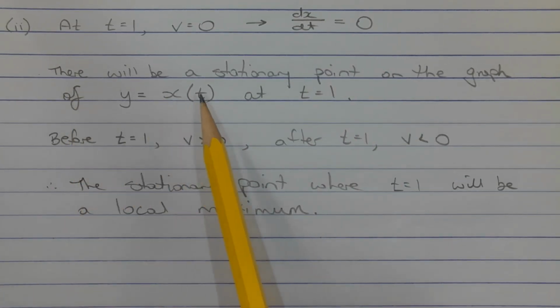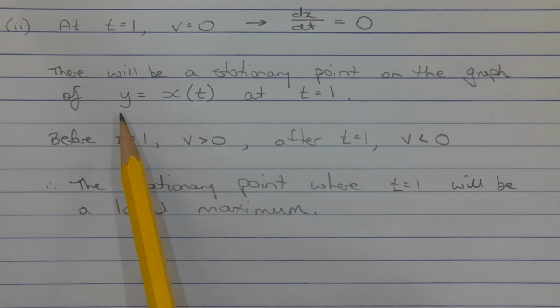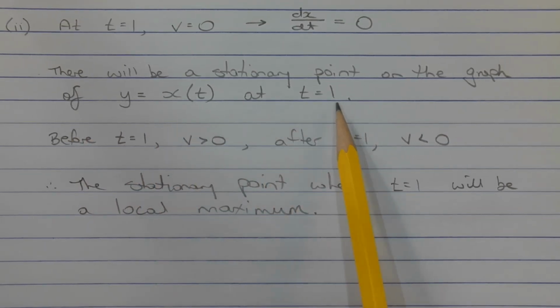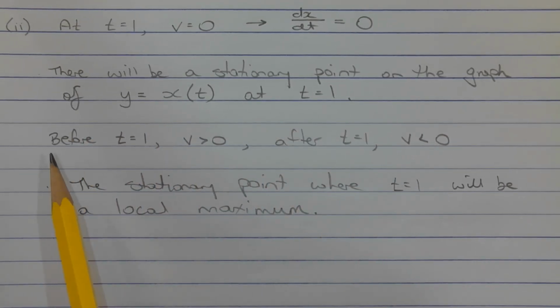So this means there'll be a stationary point on the graph of y equals x of t at time t equals 1. Now, before time t equals 1, the velocity of the pen is positive because the graph is above the horizontal axis. And after time t equals 1, the velocity is negative because that part of the graph is below the horizontal axis. Therefore, the stationary point where t is equal to 1 will be a local maximum.